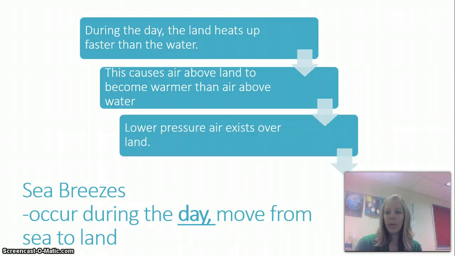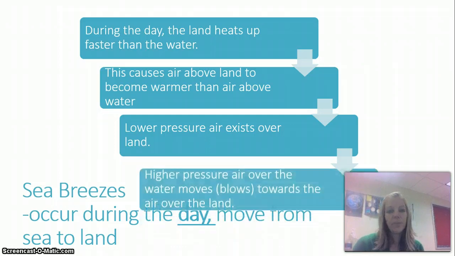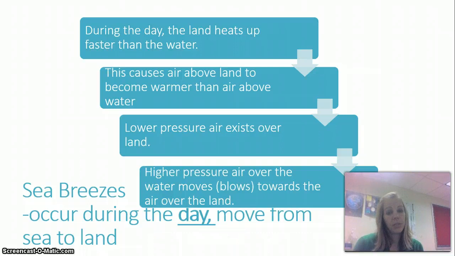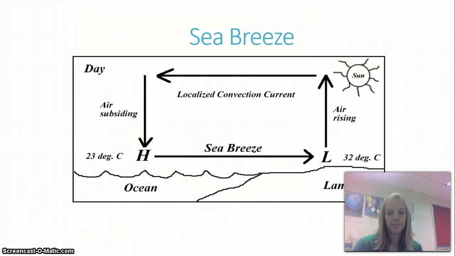So then we automatically have a pressure difference in those air samples. Because there is higher temperature over the land, lower air pressure is going to be there. And because there is lower temperature over the water, there will be higher air pressure there. So higher pressure wants to move to lower pressure, and that is why during the day we get a sea breeze often coming from the ocean towards the land.